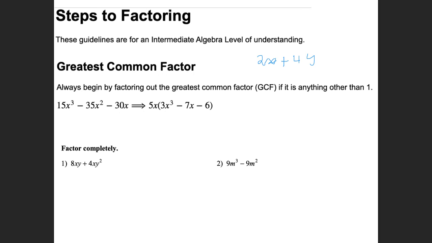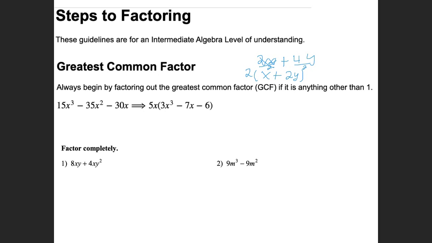Well, there's a 2 in common. The variable's not in common, so what I would do is I'd factor out a 2. Well, how do you factor out a 2? Basically, what you're doing is you're just dividing each term by 2. So what am I left with here? 2x over 2 gives me x plus, and then if I divide the 4 and the 2, I end up with 2y here. This is factored.